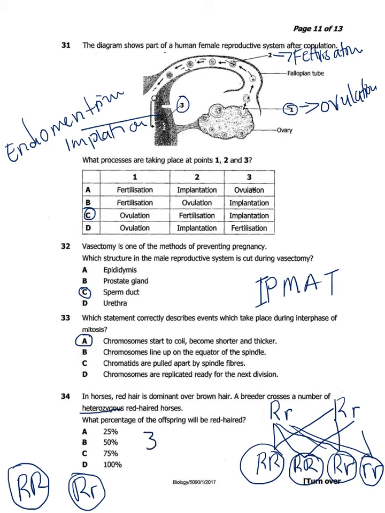So it's 3 over 4 times 100%. So if we do mathematics, 4 here is 1, 4 here is 25, 25 times 3, so there is a 75% chance for a breeder to have a horse with red hair. So the answer is C here.